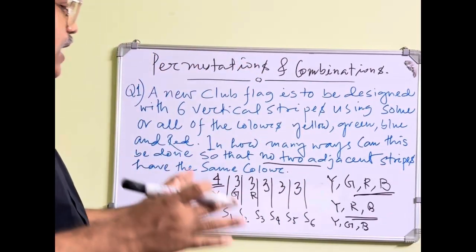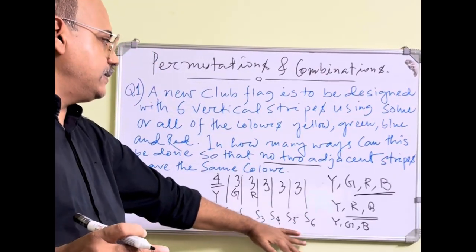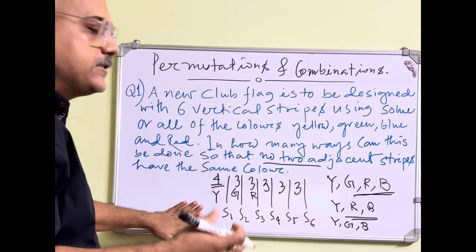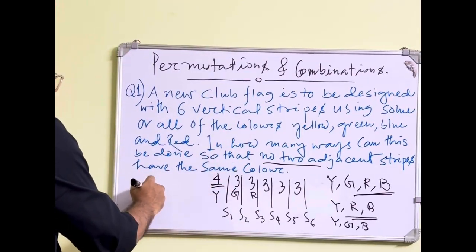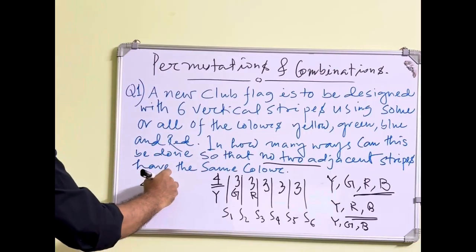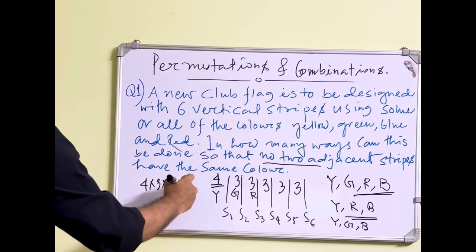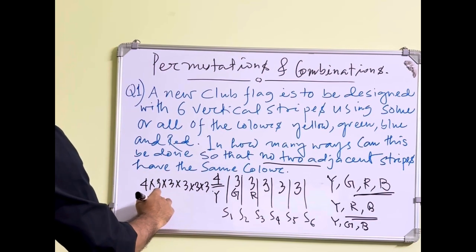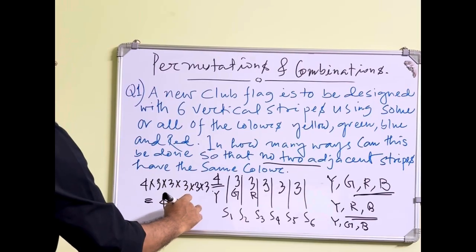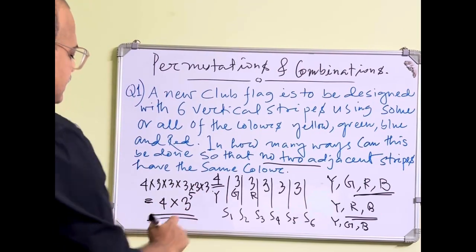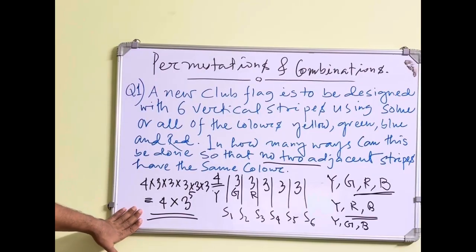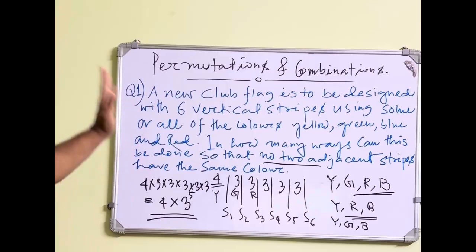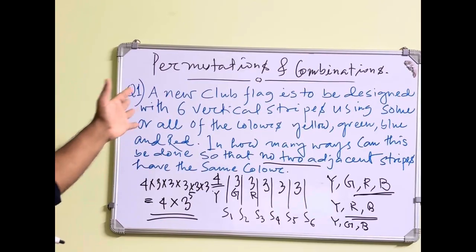So in total, how many different ways can I design this flag using the counting principle of multiplication? It's very simple. It should be 4 times 3, 5 times, so 4 times 3 to the power 5. So this is the total number of ways to design this flag.